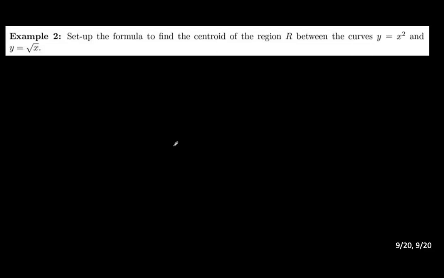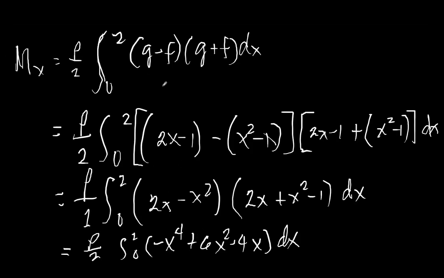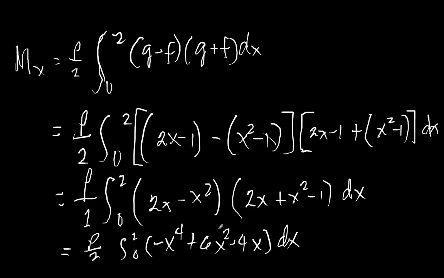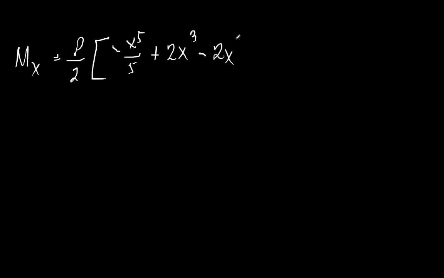So we have M sub x is equal to rho over 2, and let's take the integral of the terms. The integral here is negative x raised to 5 over 5 plus 2x cubed, and this one is negative 2x squared, sorry, from 0 to 2. Okay, so let's evaluate.